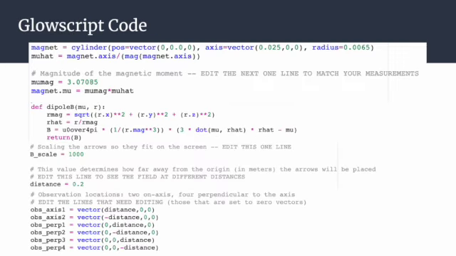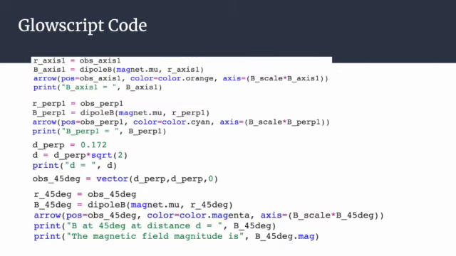Onto the GlowScript coding side of things, I created my magnet at the origin and then included the magnitude of the magnetic moment. I created the function for the magnetic field, scaled the arrows so that they fit on the screen, and then was able to create the observation locations that we'll be using later on. I then drew 2 arrows to represent the magnetic field on axis, and then 4 more arrows to represent the magnetic field perpendicular to the axis, which you'll see with those first 2 examples.